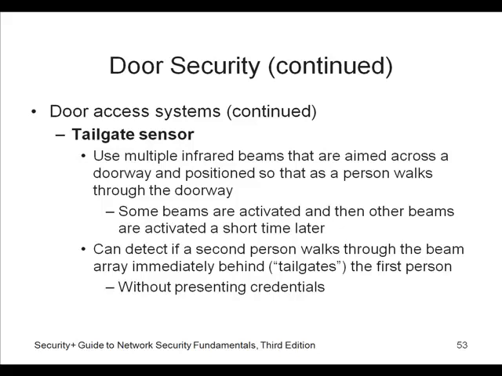Tailgate sensor: multiple infrared beams that are aimed across the doorway and positioned so the person walks through the doorway. Some beams are activated and the other beams are activated a short time later so that you know that somebody actually came through. It can detect if a second person walks through the beam immediately behind, or tailgates, the first person. Then they talk about the man trap later on.